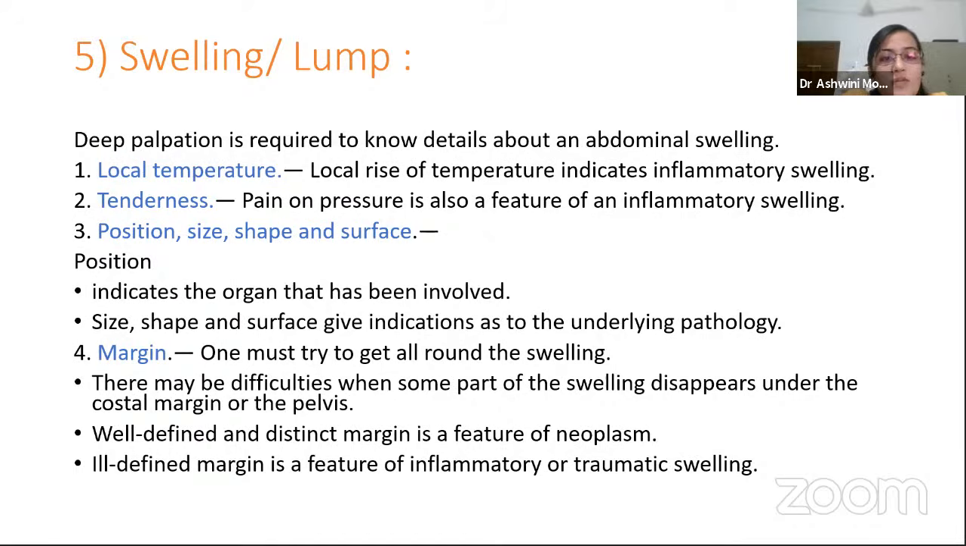Margin is also important while palpating. It is sometimes difficult to elicit the margin when the organ is residing below the costal margin, but we can do it during deep palpation. A well-defined or distinct margin will be the feature of a neoplasm, while an ill-defined margin will be the feature of an inflammatory or traumatic swelling. That we have to remember.